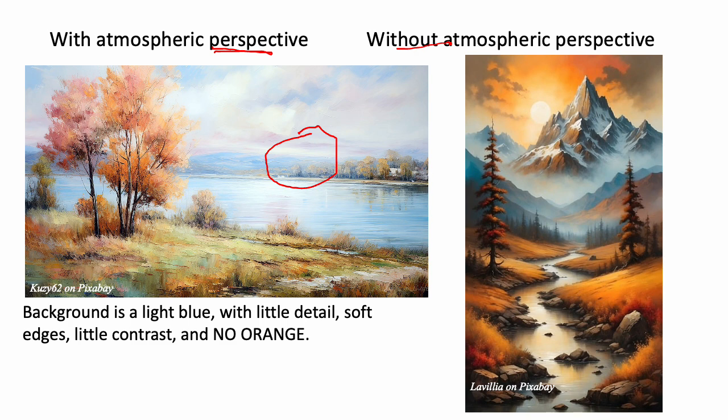And why do I care about orange? Because there's a blue veil over everything, and the complementary color to blue is orange. So we should only see orange in the foreground. In the second picture, there's some atmospheric perspective here, but not for the mountain. So it looks like this mountain pops forward, and we lose any sense of depth.